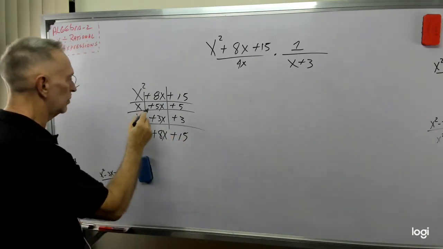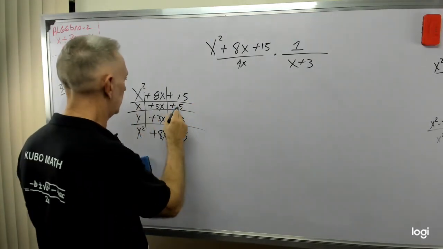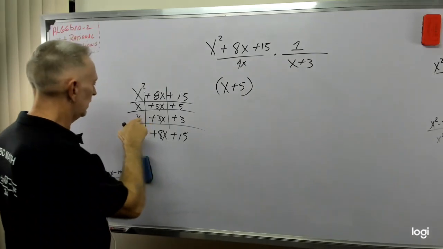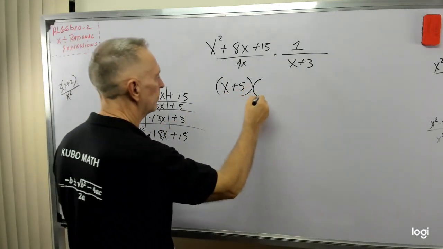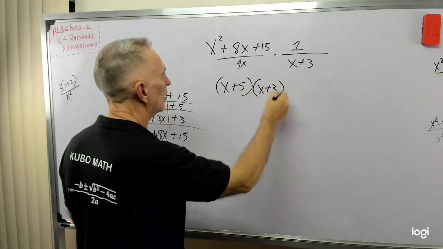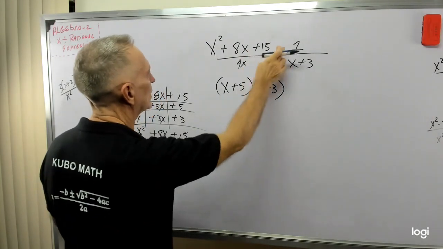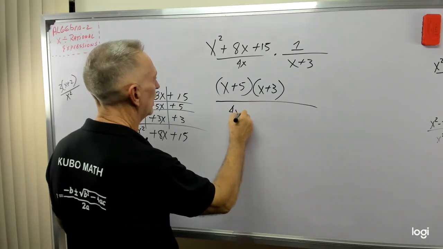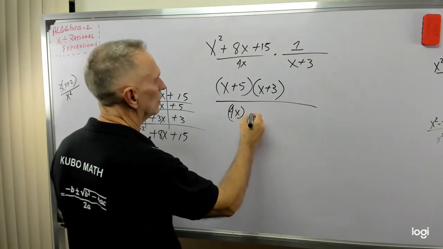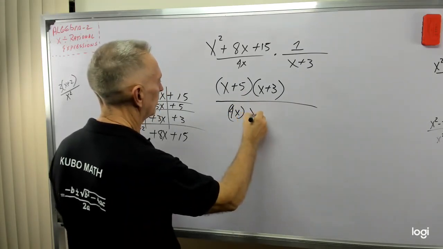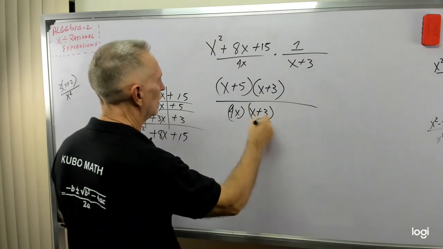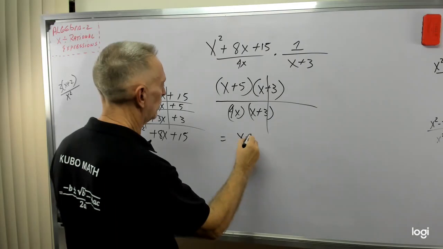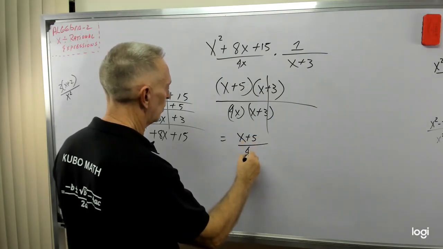All right, so I have x plus 5 and x plus 3, times 1, so it gives me that, divided by 4x times x plus 3. X plus 3 can cancel, so this gives me x plus 5 over 4x.